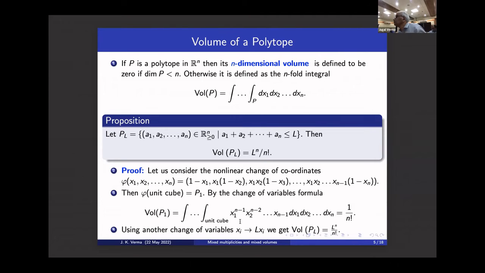Pardon? L is up to which number it goes in each direction. Yeah, this is the simplex.